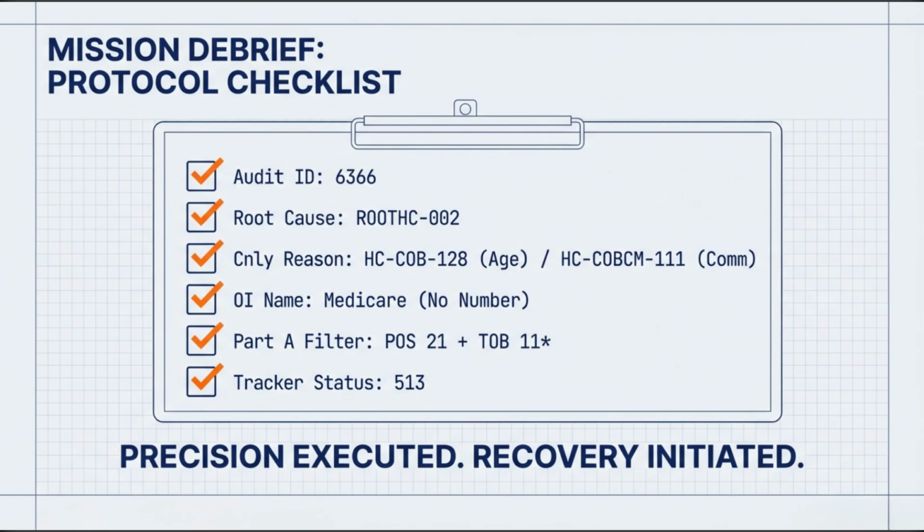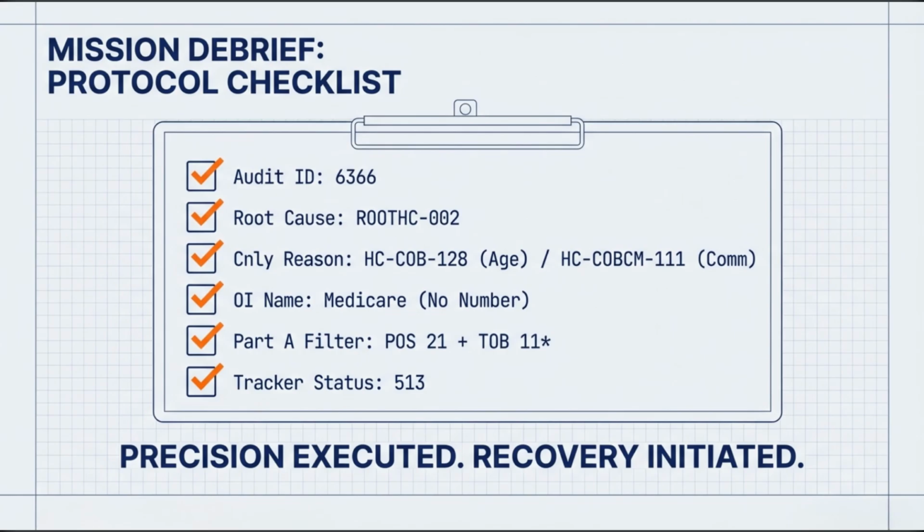We're likely seeing a working age scenario here. Commercial primary due to age, then the primacy shifts. The OI name clearly identifies Medicare. Even if a policy number isn't immediately visible, confirming Medicare is our first major step toward proper coordination.